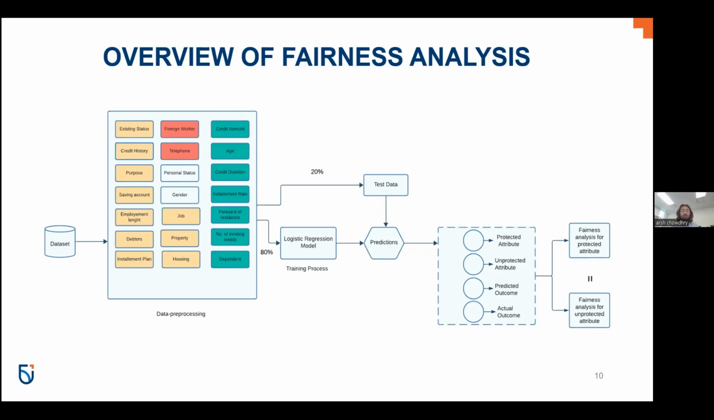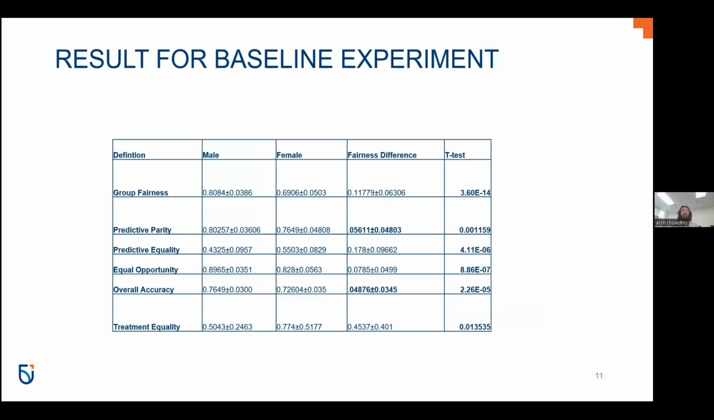And once we have these 4 attributes, with the help of the confusion matrix, we can do fairness analysis for all the 6 definitions and compare whether the difference is significant or not between the 2 subgroups. And this is the result for our baseline experiment. This table is basically summarizing all 6 different definitions and the 2 subgroups, that is male and female. And prior to our research, practitioners used to use an arbitrary threshold to choose whether the difference is significant or not in the subgroups.